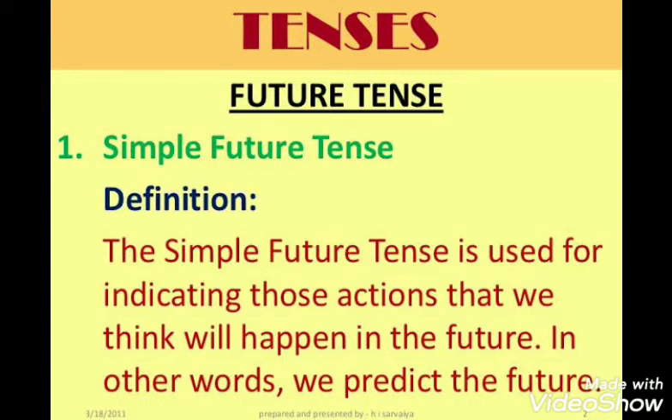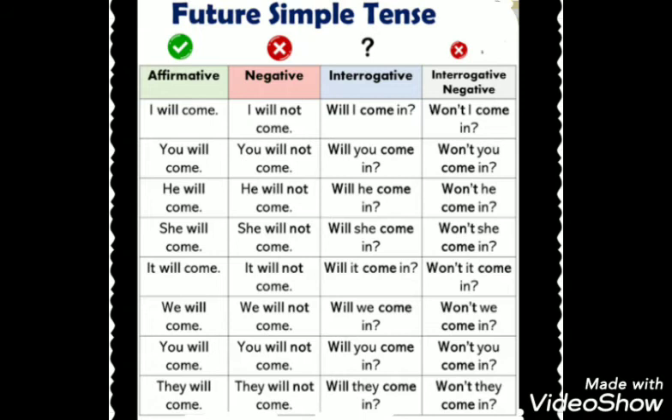We use shall with I and we, and we use will with I, you, we, they, he, she, it. Okay, children. So this is a simple future tense. It talks about actions that will happen in the future. Okay. It's a very easy topic and very nice to understand that simple future tense is used for the actions that happen in the future. We'll quickly have a look at the examples of future simple tense. Let's have a look.